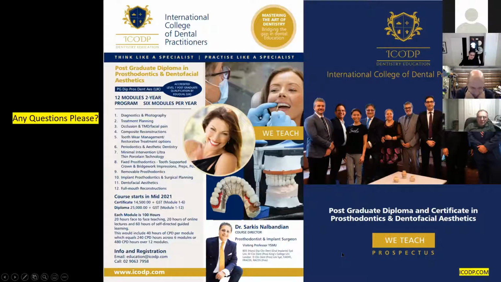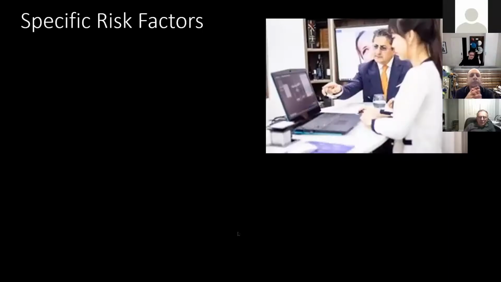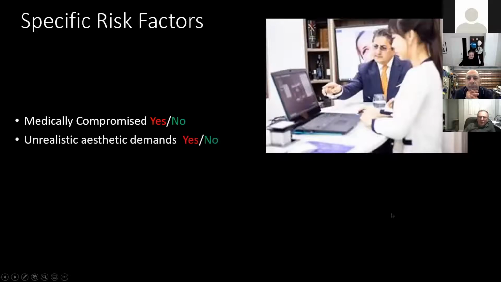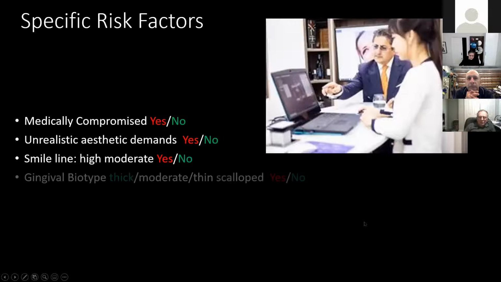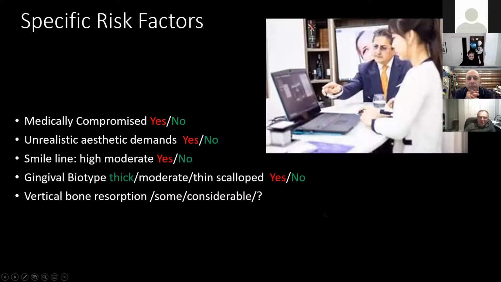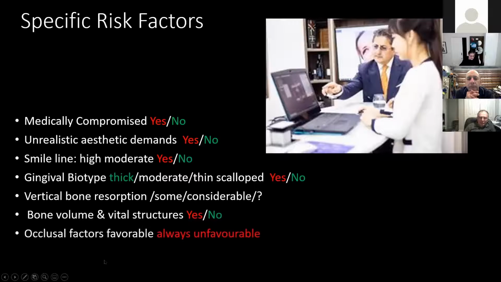But you see, my concern is always the specific risk factors for this patient. We talk about the medical history, we talk about their expectations. Are they aesthetic expectations, somebody with a very high smile line? That makes implant dentistry very complicated. And those of you who can answer, I'll be happy to listen. Also the type of gingival biotype, how much bone resorption we have, the volume of bone present, and the occlusion. There are all the other factors; I put a few of them here just to make it easy.